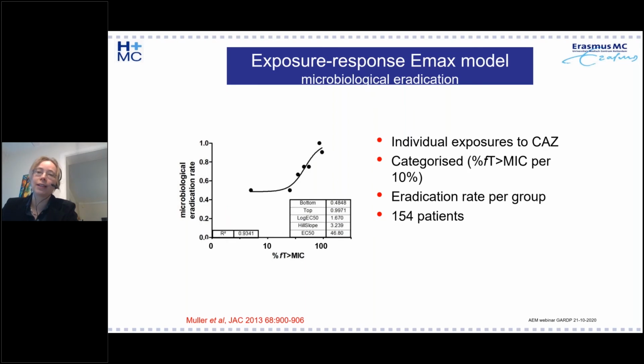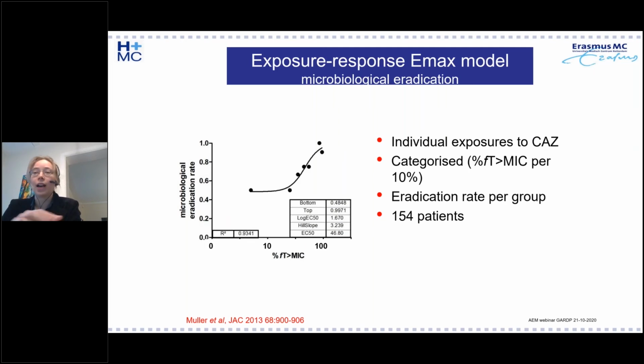On the vertical axis, you see the microbiological eradication rate, and on the horizontal axis, you see time above MIC. And you see that if you are treating very badly, you're doing nothing, 50% will cure anyway. So nature is mild, we always say. But it is possible to go up with your exposure and then have an increase in your microbiological eradication rate to nearly 100%. So in dosing better, optimizing your exposure, you're increasing your chance of getting cured.